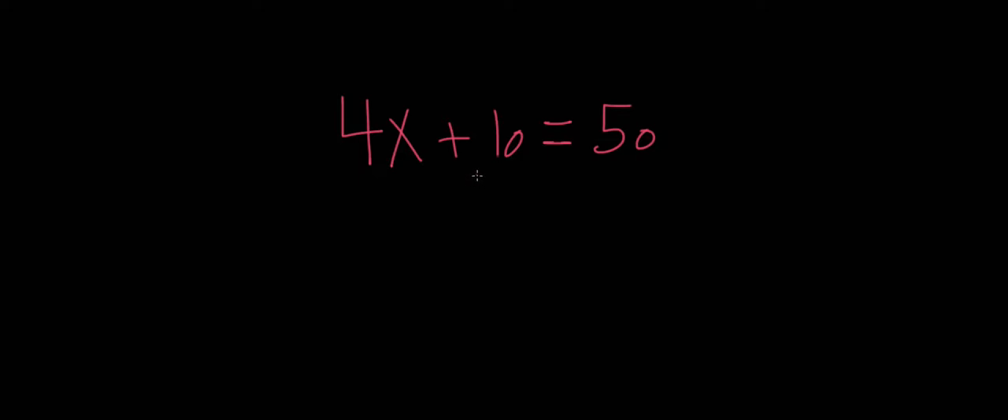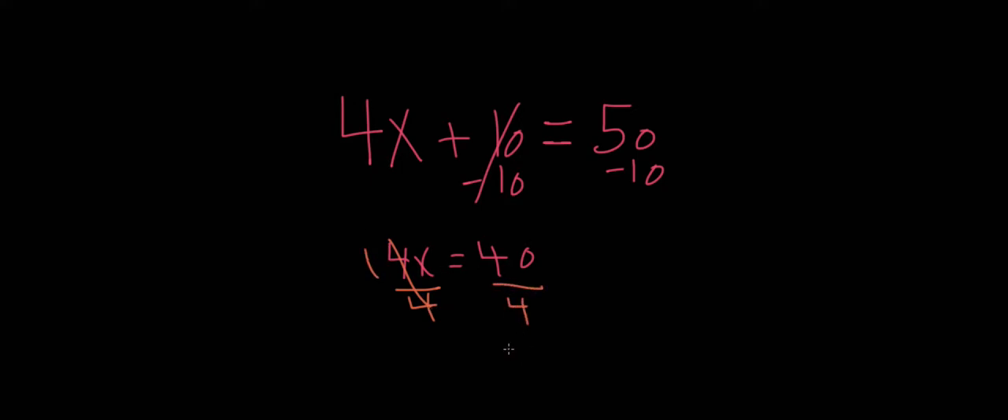So first step, again, we subtract 10. So this cancels on both sides. So we have 4x equals 50 minus 10, which is 40. Now we're at the second step. So the second step is divide by 4. So 4 divided by 4 is 1. 40 divided by 4 is 10. So 1x equals 10. 1x is the same thing as x.